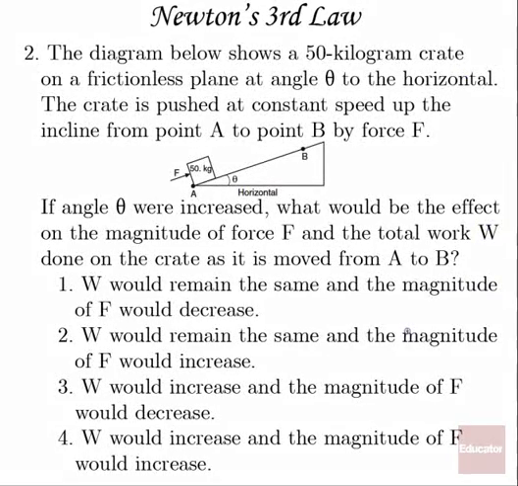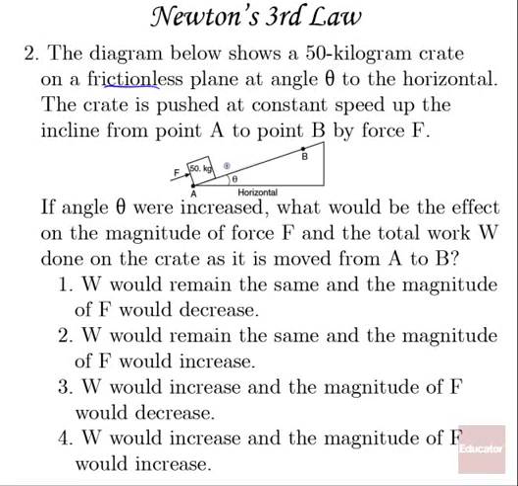Number 2 here. The diagram below shows a 50 kilogram crate on a frictionless plane at angle theta to the horizontal. The crate is pushed at constant speed up the incline from point A to point B by force F. If angle theta were increased, what would be the effect on the magnitude of force F and the total work done on the crate as it is moved from A to B? Now this is a very interesting question because it's somewhat vague about how this would happen. For example, if you're going from A to B, you're going to do the same amount of work assuming that B is at the same height because it's a frictionless plane. Your difference in energy says that you must have some potential energy here, and that change in potential energy depends only on the height, not the route that you take to get there, assuming that it's frictionless.